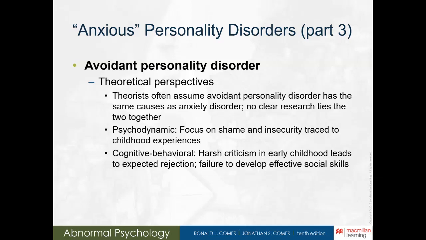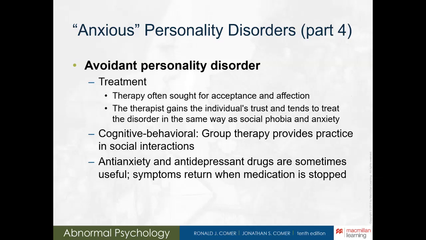Cognitive theorists believe that harsh criticism and rejection in early childhood may lead people to assume that their environment will always judge them negatively. In several studies, individuals reported memories that supported both the psychodynamic and cognitive theories. Behavioral theorists suggest that people with avoidant personality disorder typically fail to develop normal, healthy social skills. So, how do we treat them?